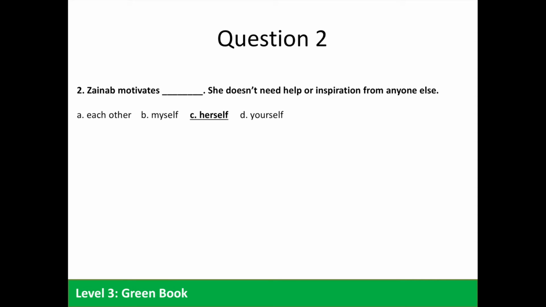Question 2. Zainab motivates blank. She doesn't need help or inspiration from anyone else. Again, if Zainab doesn't need anyone else, this means she motivates herself. So C is the correct answer.